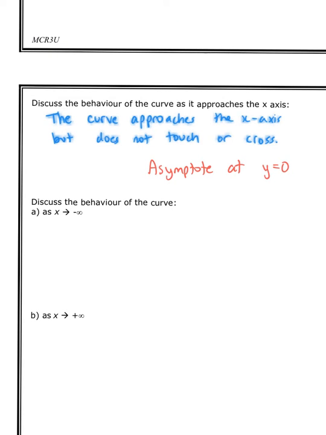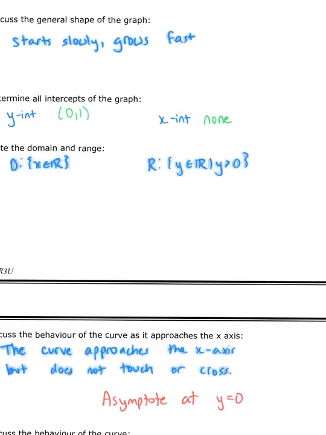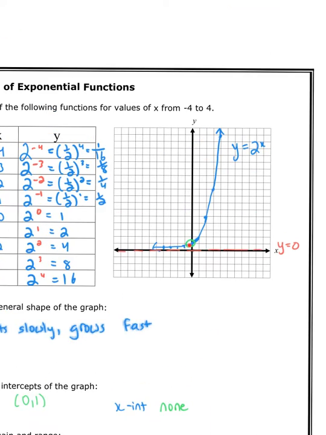And finally, when we are asked to describe the behavior of the curve, this could also be asked as describe the end behavior. So what that means is what happens when x approaches negative infinity, so as x gets smaller and smaller, and what happens as x gets bigger and bigger as it approaches positive infinity. So let's go back up to the graph. As x gets smaller and smaller, as it approaches negative infinity, the y values get closer and closer to 0. And as x gets bigger and bigger, as it reaches positive infinity, the y values get very big as well. So they also approach positive infinity.